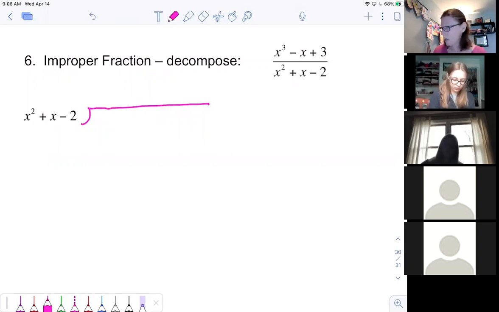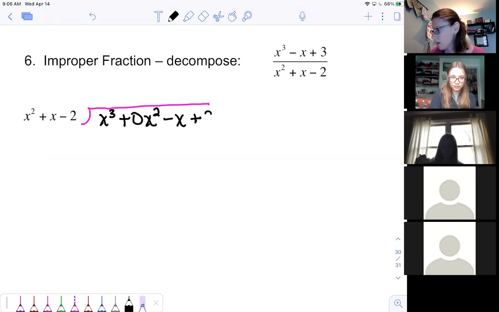So we're taking the denominator and we're going to divide it into the numerator. Actually, I'm not going to copy that because it's missing a term. So our numerator has an x cubed, missing an x squared. So I'm going to plug that in. That's why I didn't end up copying it. And then there's a negative x and a plus 3.